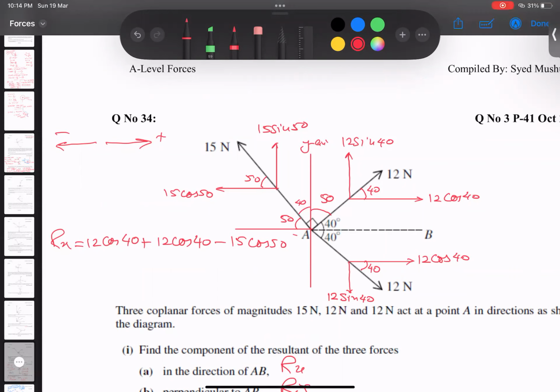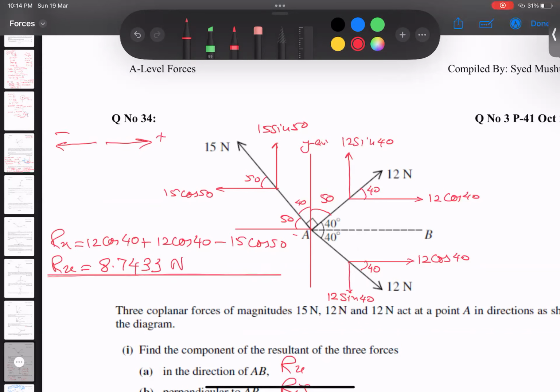12 times 2 cos 40, plus 2, because two times, and minus 15 times 2 cos 50. I type in my calculator and my answer is coming: Rx is 8.7433 newtons. So Rx is done.